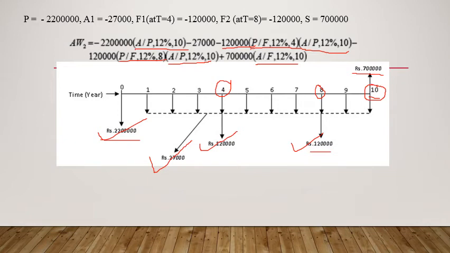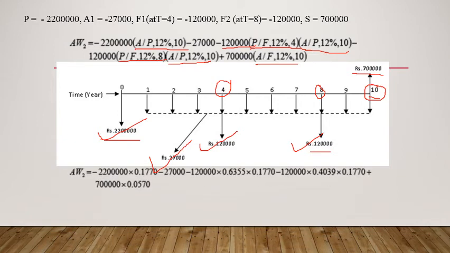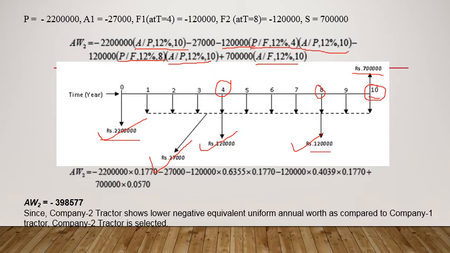Okay, let us substitute the values from the factor tables, and I get the answer as minus 398,577, which is better. Company 2's tractor shows lower negative equivalent annual cost. Hence, company 2's tractor is preferred over company 1's tractor. So this last sentence is again important because that will give you 1 mark.